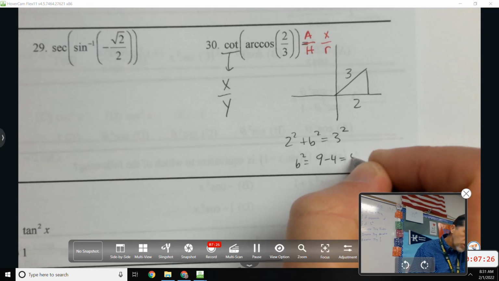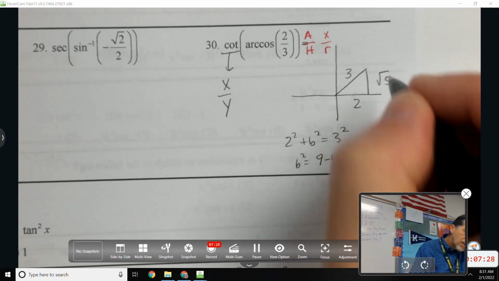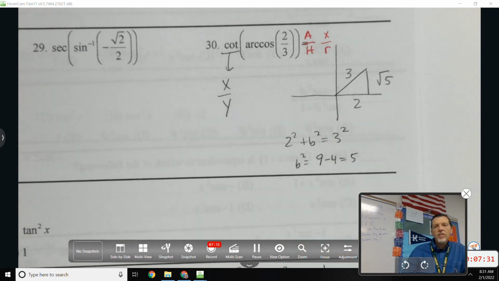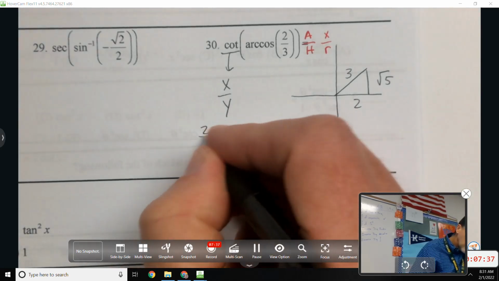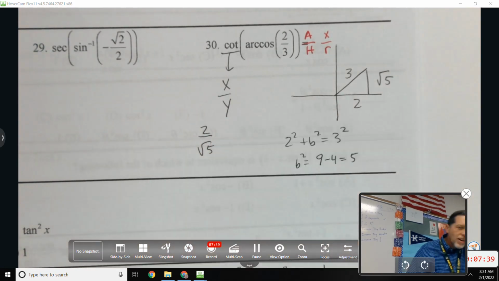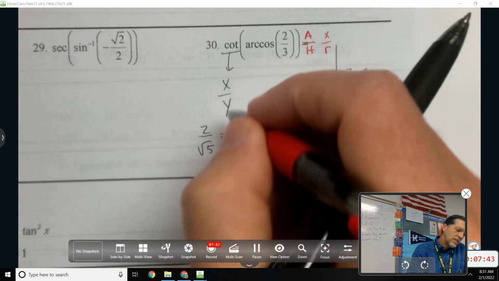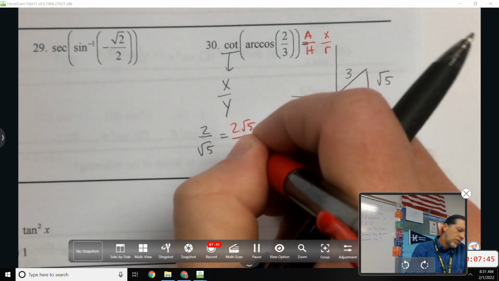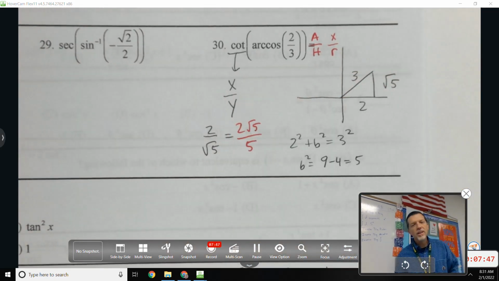9 minus 4 is 5. Square root of 5. And then x over y. 2 over square root of 5. And then we're still not done with this problem. It's 2 square root of 5. 2 root 5 over 5. Well, that wasn't too bad. Yeah.